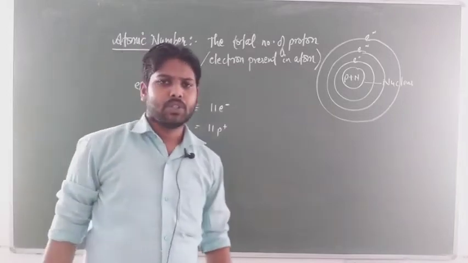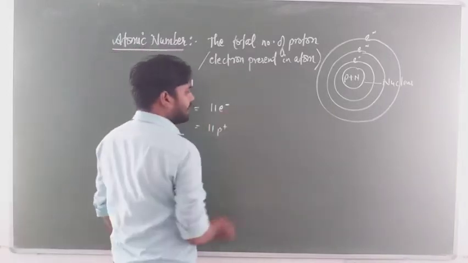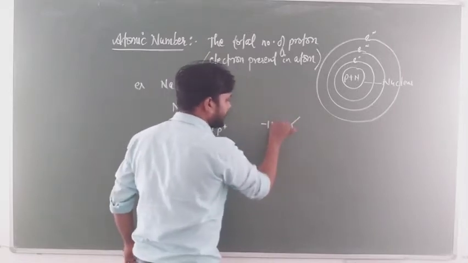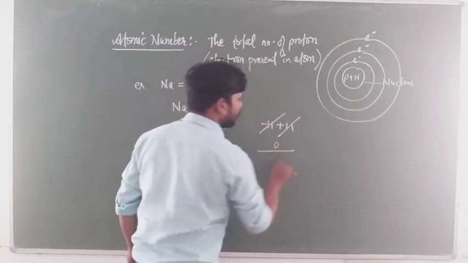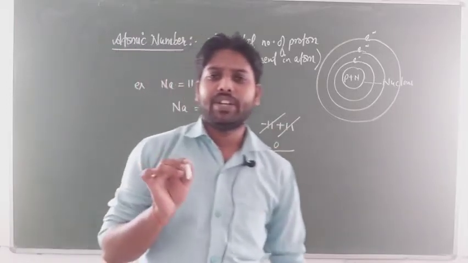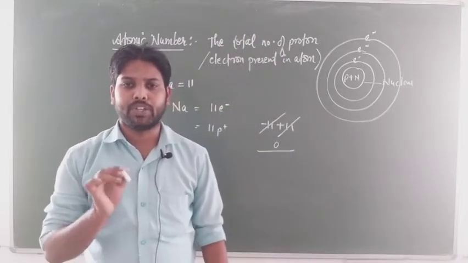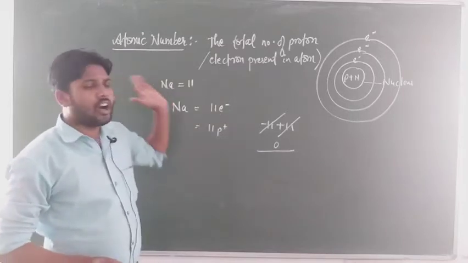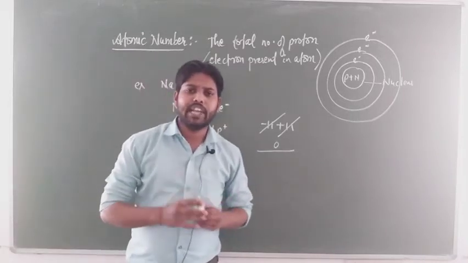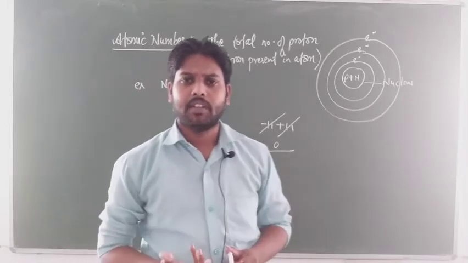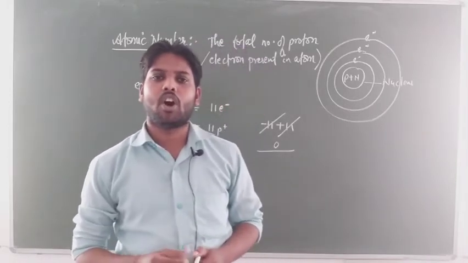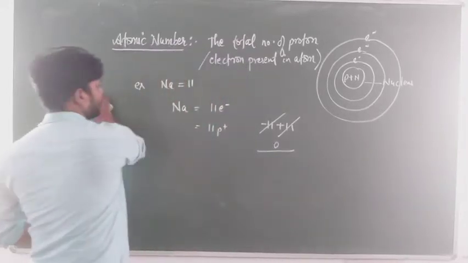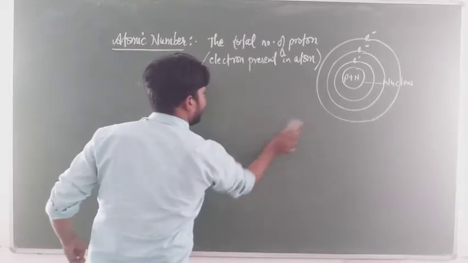Okay, students, so electrons are negative charge and protons are positive charge. They will cancel, children, and become 0. It means no charge will be present in sodium. Clear, students? So we can say that the atomic number of any element always represents the number of electrons or the number of protons in an atom.